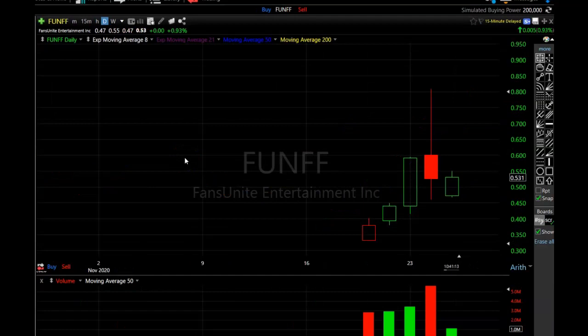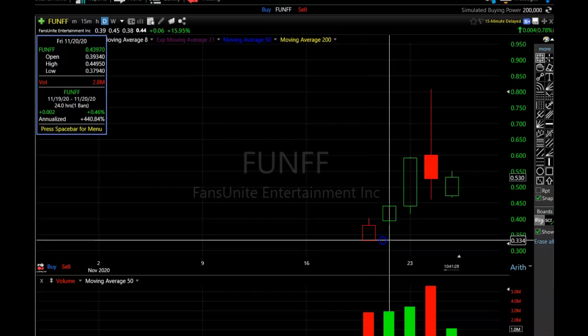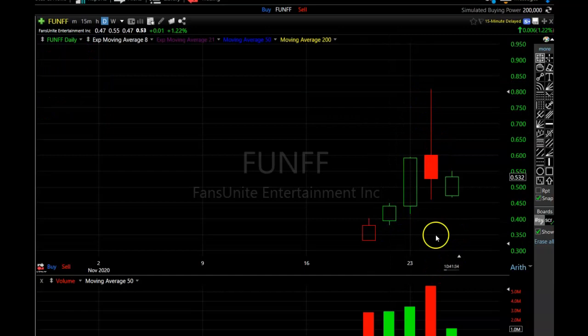All right, well, the next one I wanted to show you is actually another gaming company. It's only been publicly traded, at least under this symbol, for just a few days, and it's called Fans Unite Entertainment, and the ticker symbol is FUNFF. You can see this one was trading at just around 33 cents when it came public 3 or 4 days ago, and it made a high of over 80 cents a share just a couple of days later. But it's only trading at 53 cents at the moment.